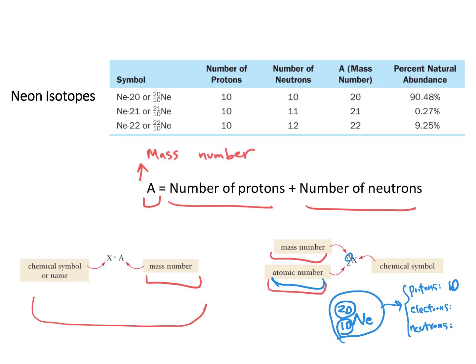How many say 10? Okay, remember, this is the mass number, and mass number is the number of protons plus the number of neutrons. So when you have this number here, that is the number of protons plus the number of neutrons. Here we said that we have 10 protons, right? So you have 20 minus 10, which gives you the number of neutrons, okay? Is that clear?